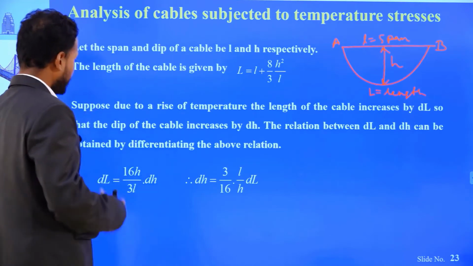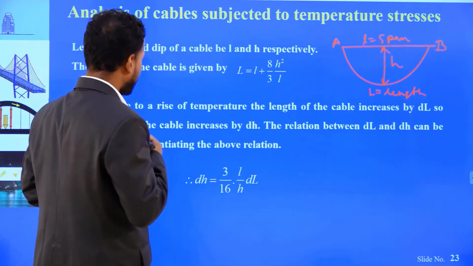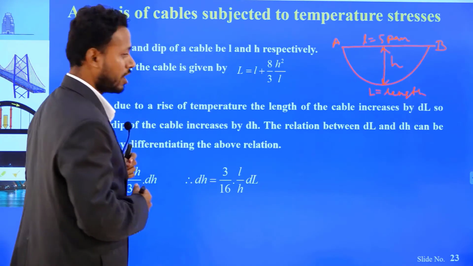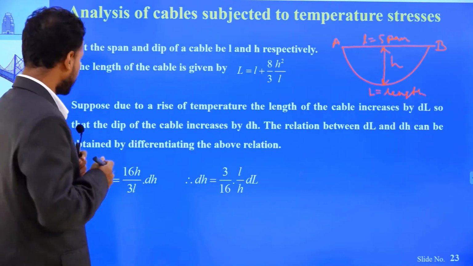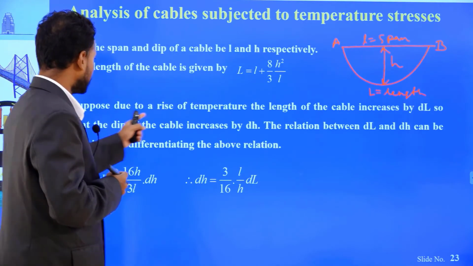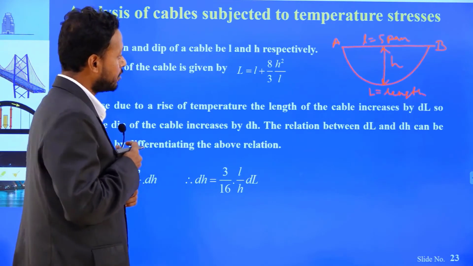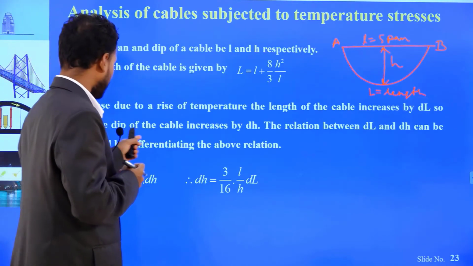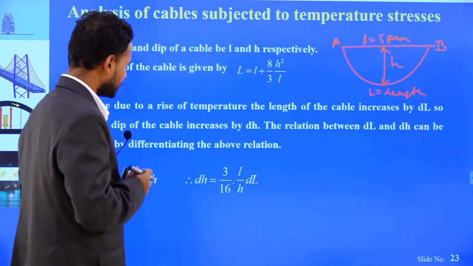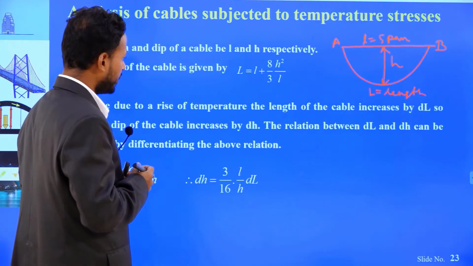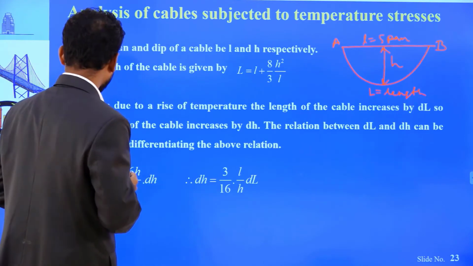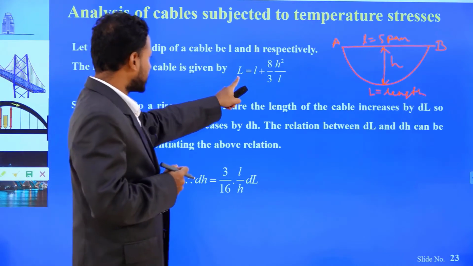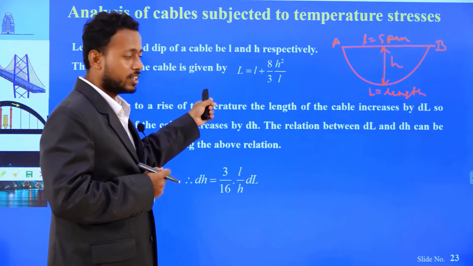The length of the cable we have determined: capital L equals small l plus 8 by 3 H square by l. We have already determined this in the previous slide, right? Suppose due to rise of temperature, the length of the cable increases by dL, so that the deep of the cable increases by dH. The relation between dL and dH can be obtained by differentiating the above relation. This expression we have determined in the earlier derivation, right?